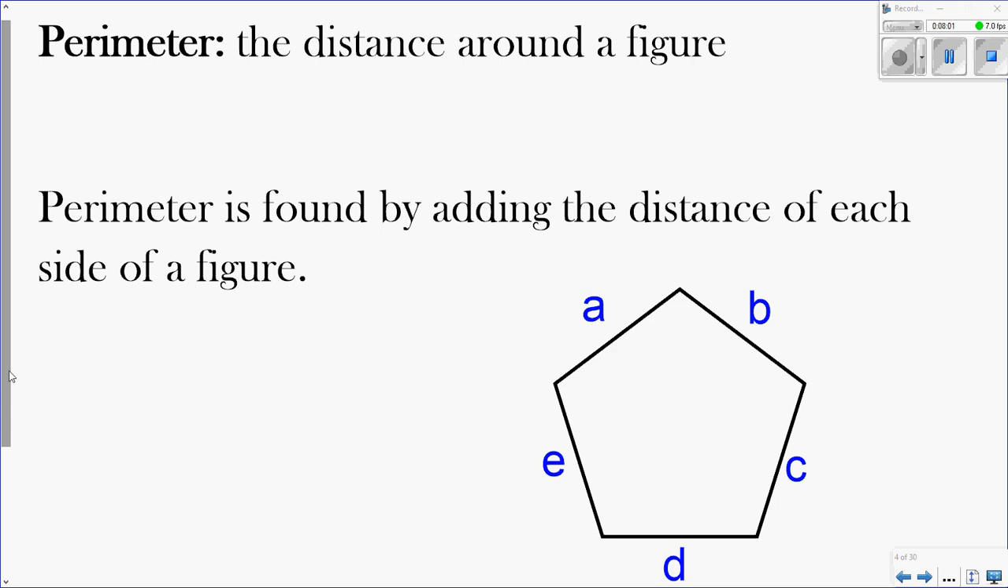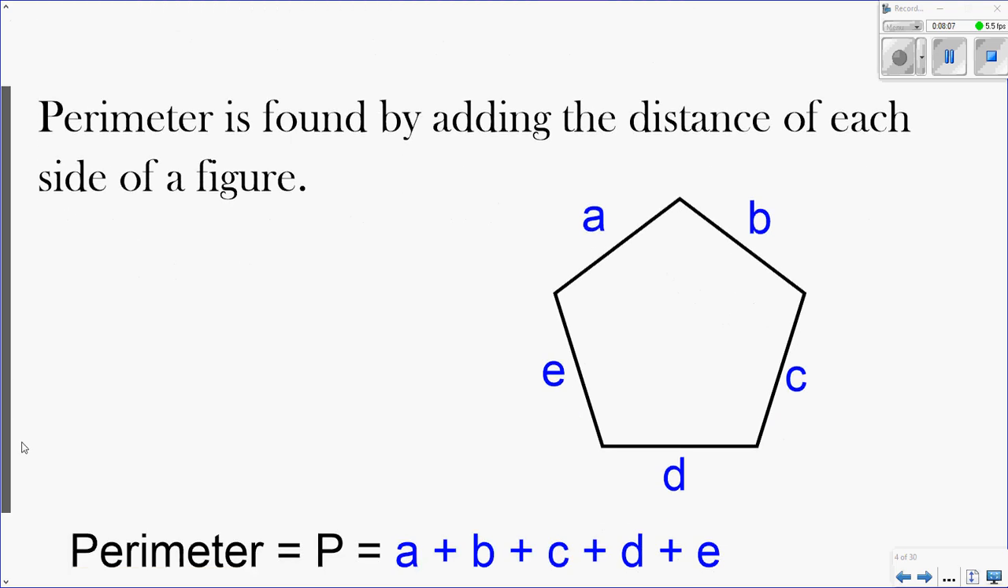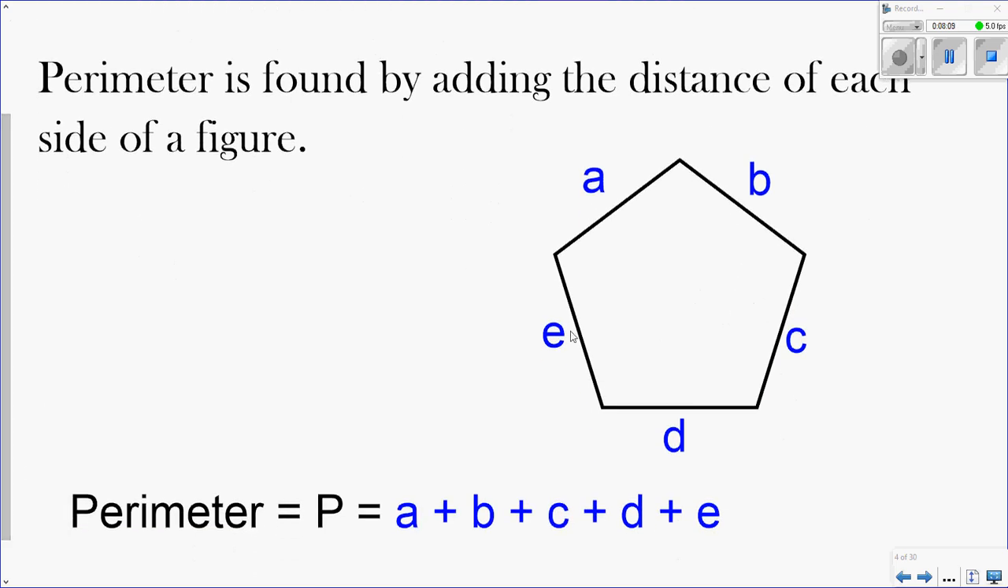Perimeter is the distance around a figure. Perimeter is found by adding the distance of each side of a figure. In order to find the perimeter of this shape, you've got 5 sides. 5 sides is a pentagon. You add up the 5 sides, A, B, C through E, to give you the total perimeter. That's just it. Perimeter, add the sides.